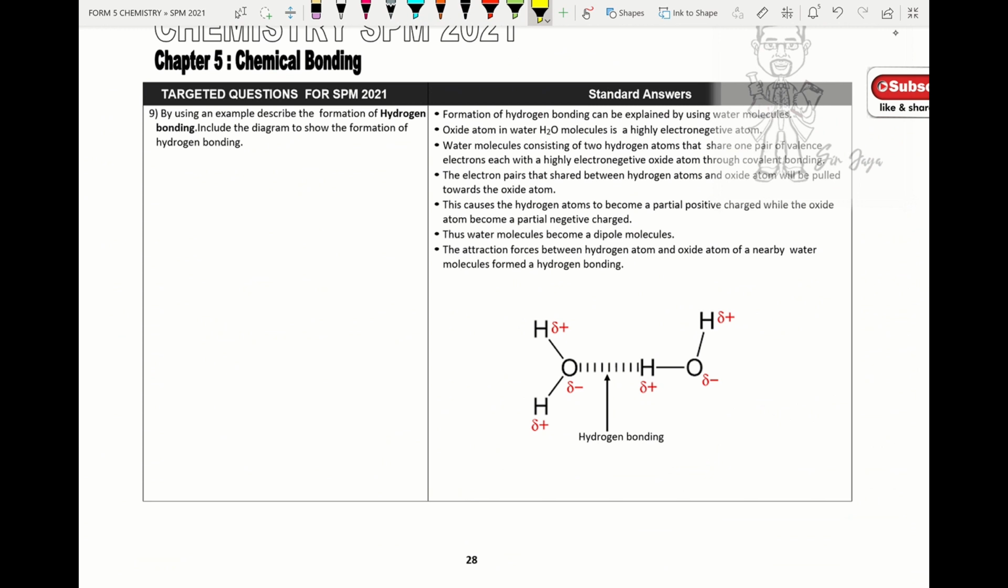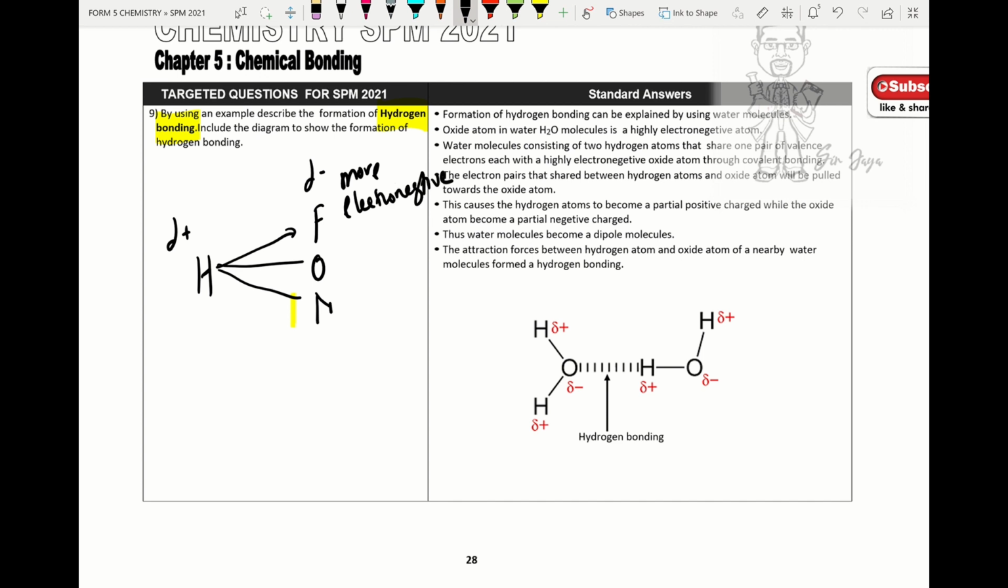Now we move on to the formation of hydrogen bonding. Hydrogen bonding is the type of bonding that forms between dipole molecules, where a hydrogen atom that is partially positive is attracted by a partially negative, more electronegative atom. The more electronegative atoms are known as FON. F stands for fluorine atom, O stands for oxygen atom, N stands for nitrogen atom.